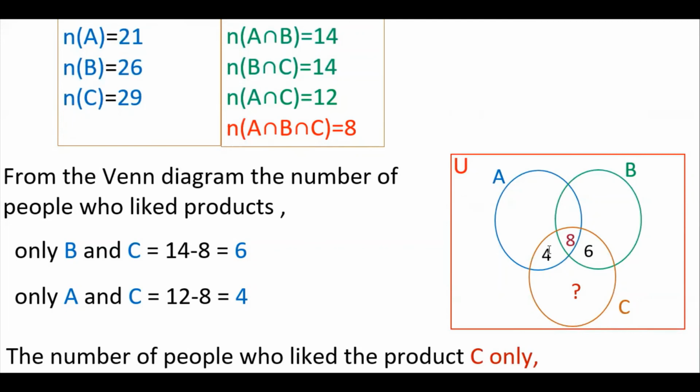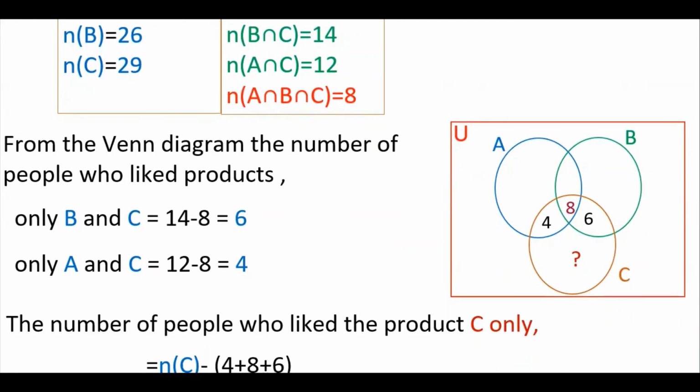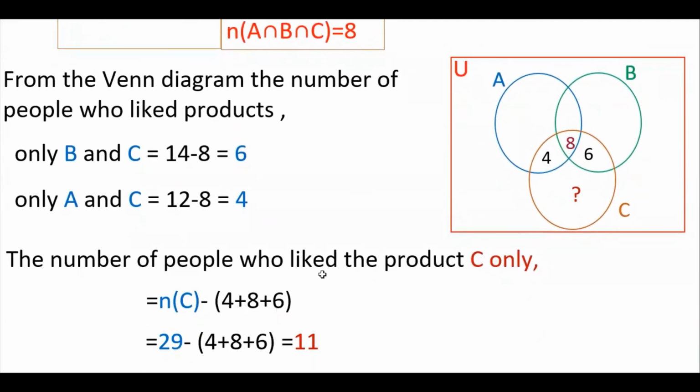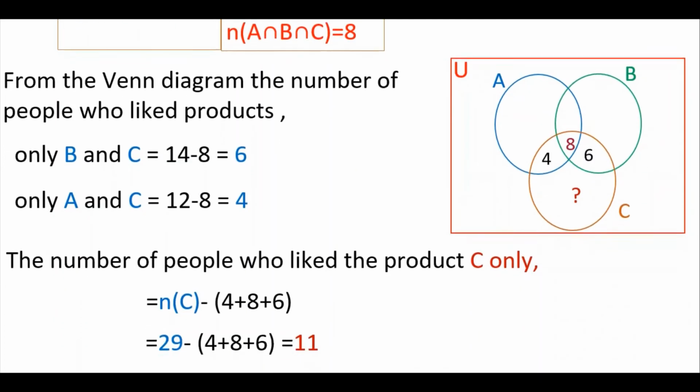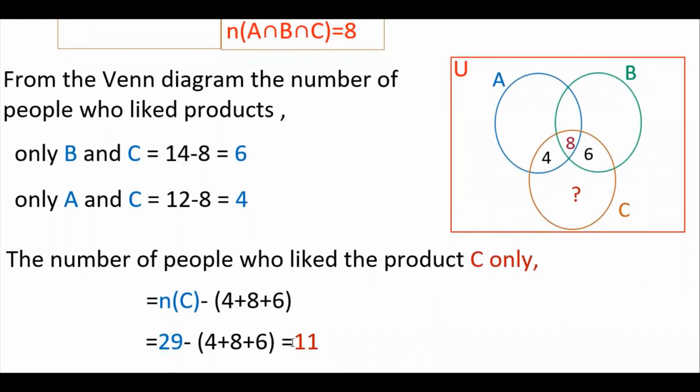Once you get these 2 values, now you can find the number of people who like the product C only, which is equal to n of C minus 4 plus 8 plus 6. n of C is 29. See here, n of C is 29. So 29 minus 4 plus 8 plus 6, that is 18. That is 11. So the number of people who like the product C only is equal to 11.